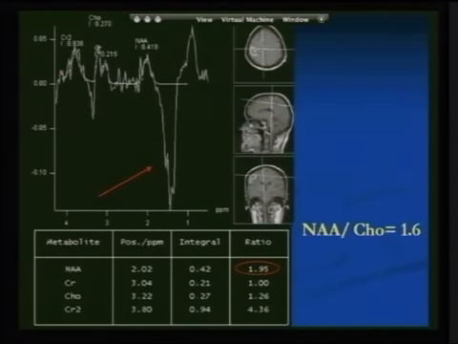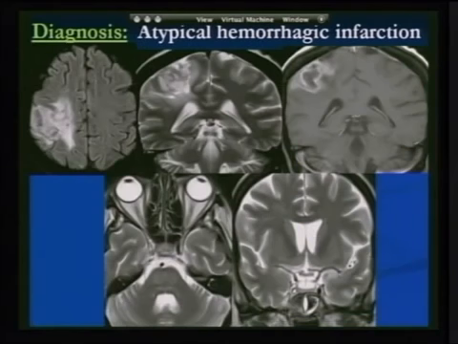Again, performing spectroscopy, the ratio is preserved, and this is a non-neoplastic process, and again with the presence of lactate, this is a hemorrhagic infarction, a typical form. And if we go retrogradely, we can see that the internal carotid on the right side lost its normal signal void pattern, confirming again the atypical hemorrhagic infarction.